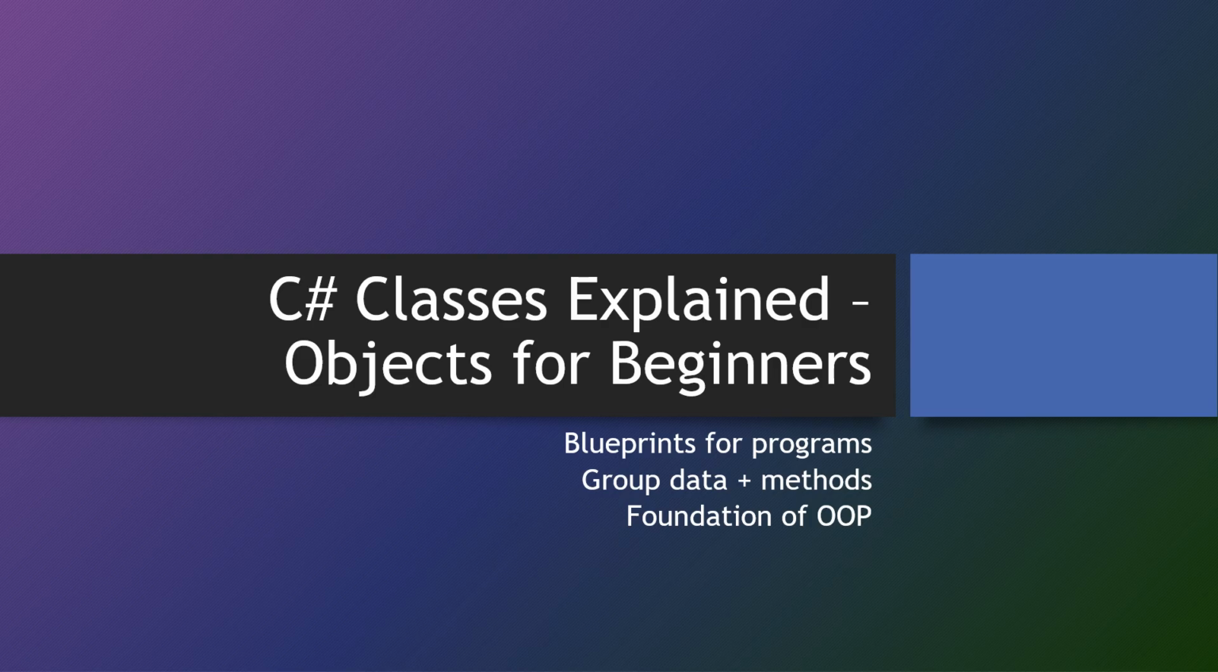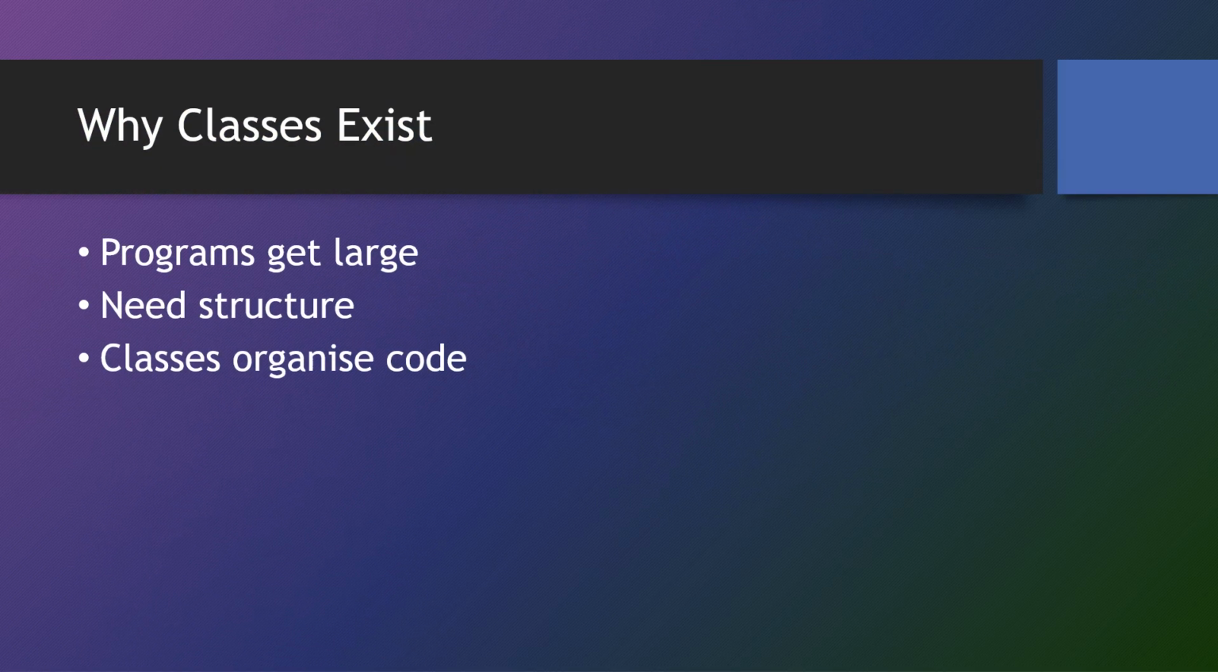Let's start with why classes even exist. Programs start small, but they don't stay small. As soon as you have lots of variables and methods, things get messy fast. Classes exist to group related data and behavior together. Instead of everything living in one big file, classes let you organize code into logical units. This is how real-world C# applications stay manageable.